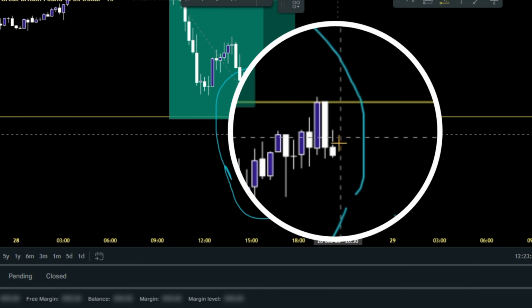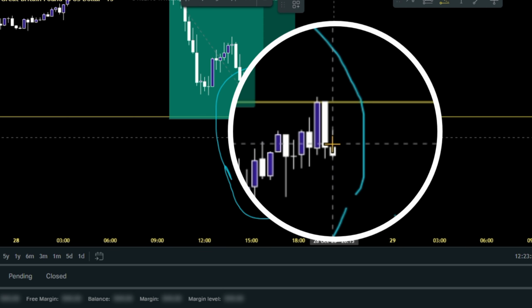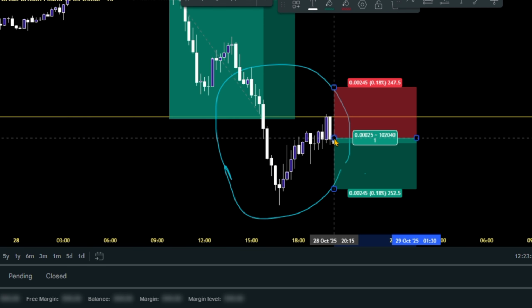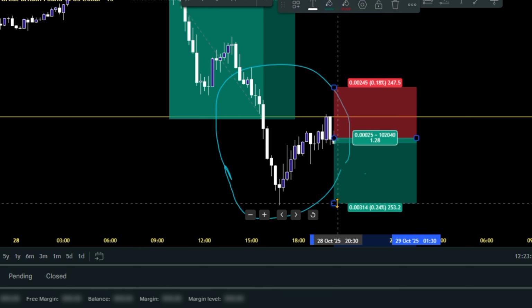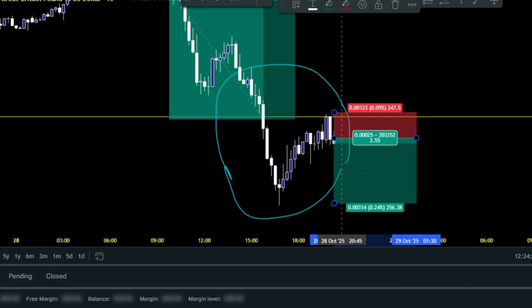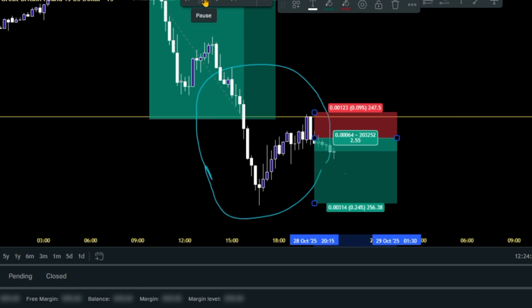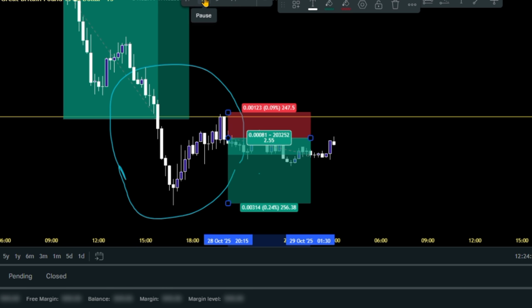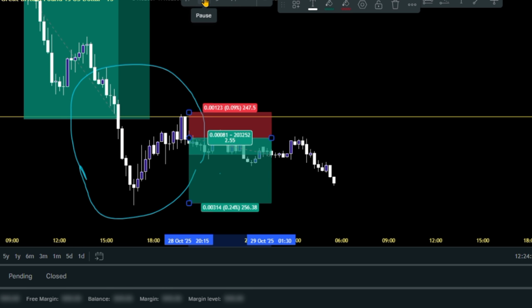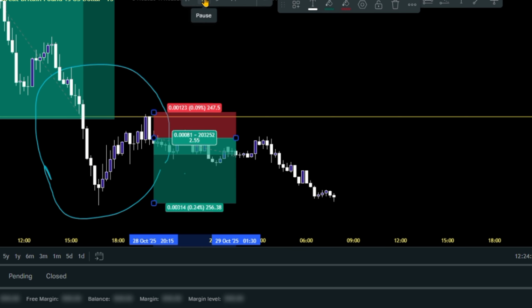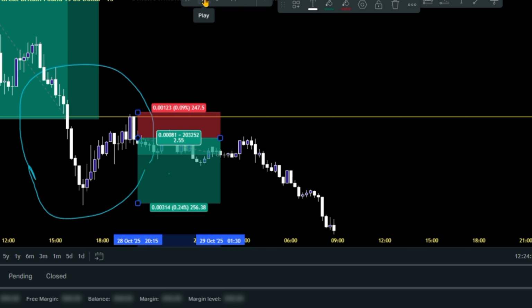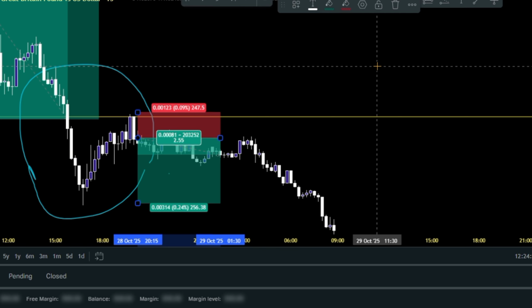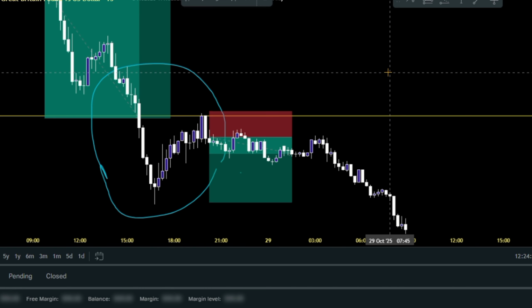You can see this pattern here. This is what we call a marubozu, a bearish pattern. So let's see what happens. This has also hit our take profit. So basically that is it for the levels of support and resistance.